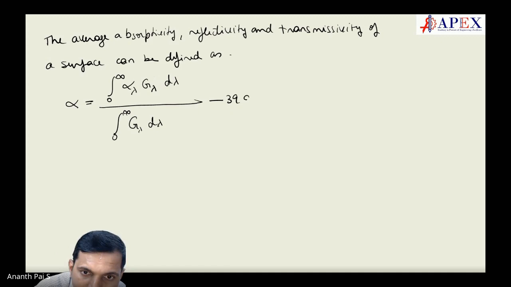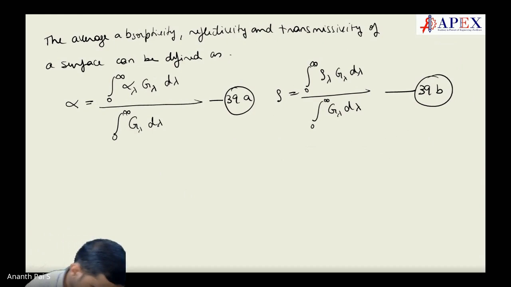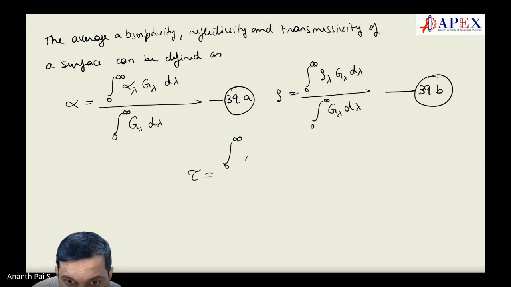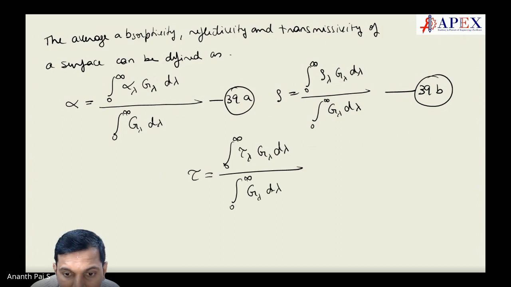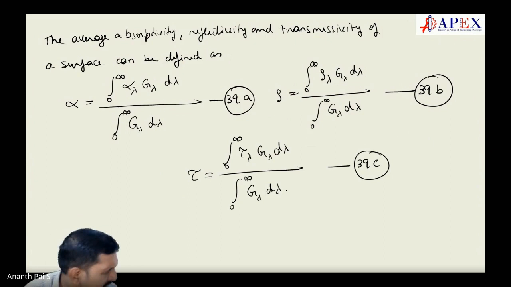Then similarly, you have reflectivity rho equal to the integration from 0 to infinity of rho lambda G lambda d lambda divided by the integration from 0 to infinity of G lambda d lambda. This you write as 39B. Right, we are at 39. And then the transmissivity tau is equal to the integration from 0 to infinity of tau lambda G lambda d lambda divided by the integration from 0 to infinity of G lambda d lambda. Correct. This is 39C. Easy. It's very easy. Now these are all equations, a big equation it looks, but you know it is very easy, is it not?